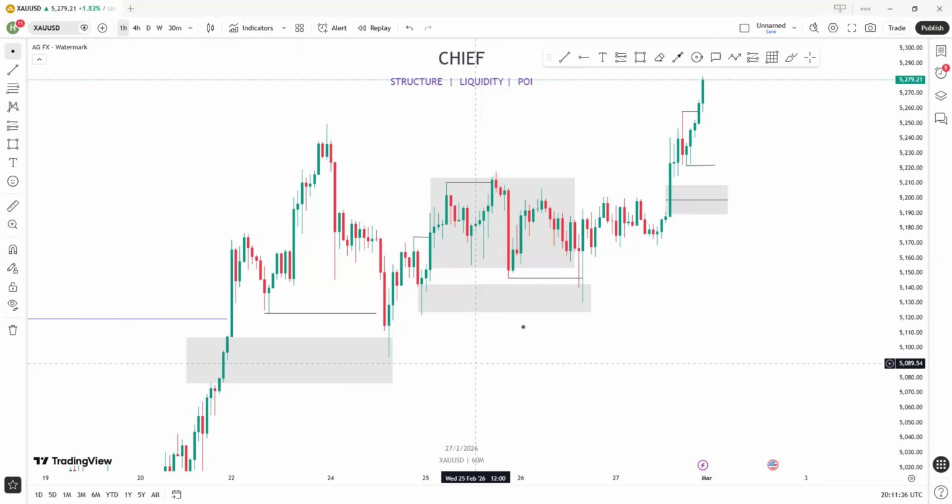So now price manipulates or mitigates, whichever thing you want to call it. Then you start seeing a push to this upside. Even if you are, what do they call this? QMR, QMC, more like that. You have an entry here as well.